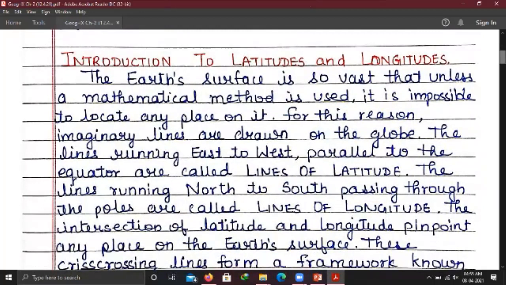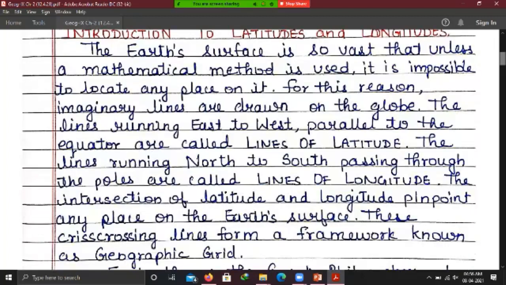The Earth's surface is so vast that unless a mathematical method is used, it is impossible to locate any place on it. For this reason, imaginary lines are drawn on the globe. The lines running east to west parallel to the equator are called lines of latitude. The lines running north to south passing through the poles are called lines of longitude. The intersection of latitude and longitude pinpoint any place on the Earth's surface. These crisscrossing lines form a framework known as geographic grid.